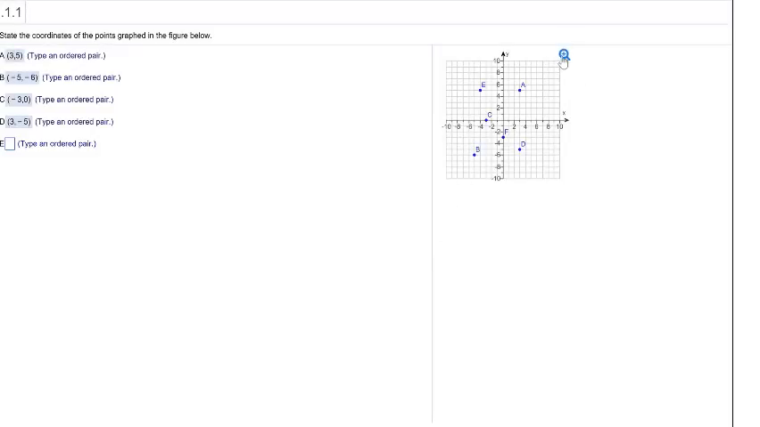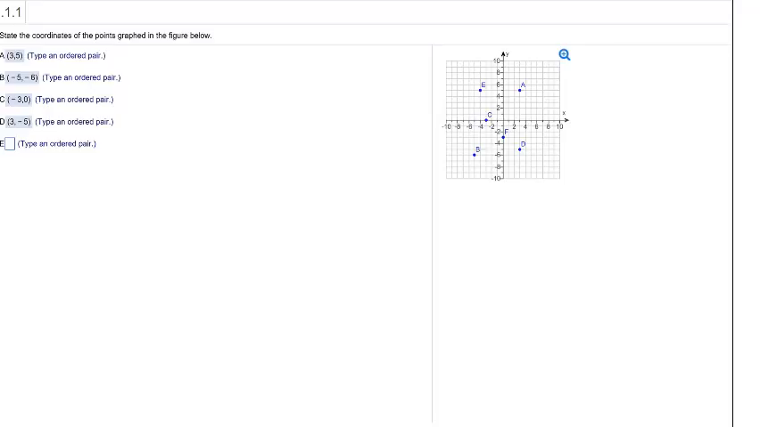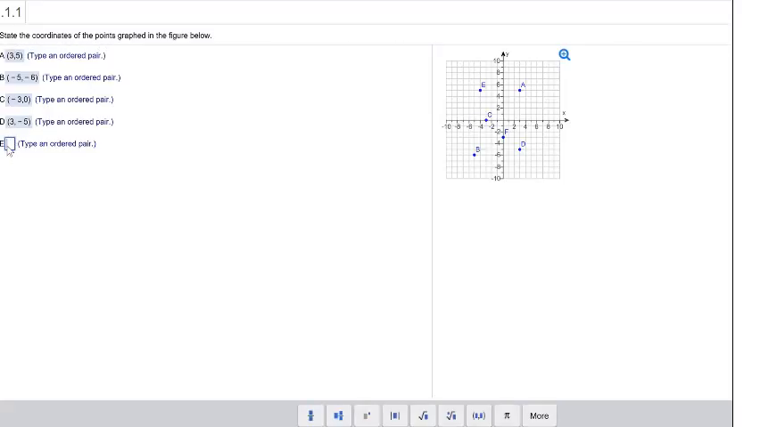Okay, now we have to identify what E is. We're going to go in the negative x direction, so we go to -1, -2, -3, -4. In the positive y direction, we go 1, 2, 3, 4, 5. So the coordinate points for letter E will be -4, +5. That was -4, comma, +5.